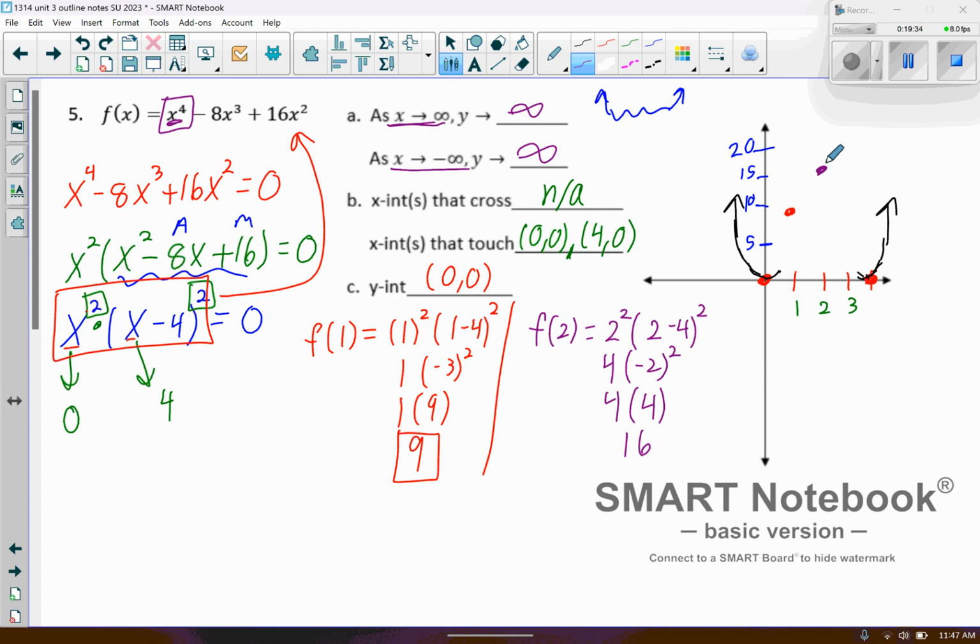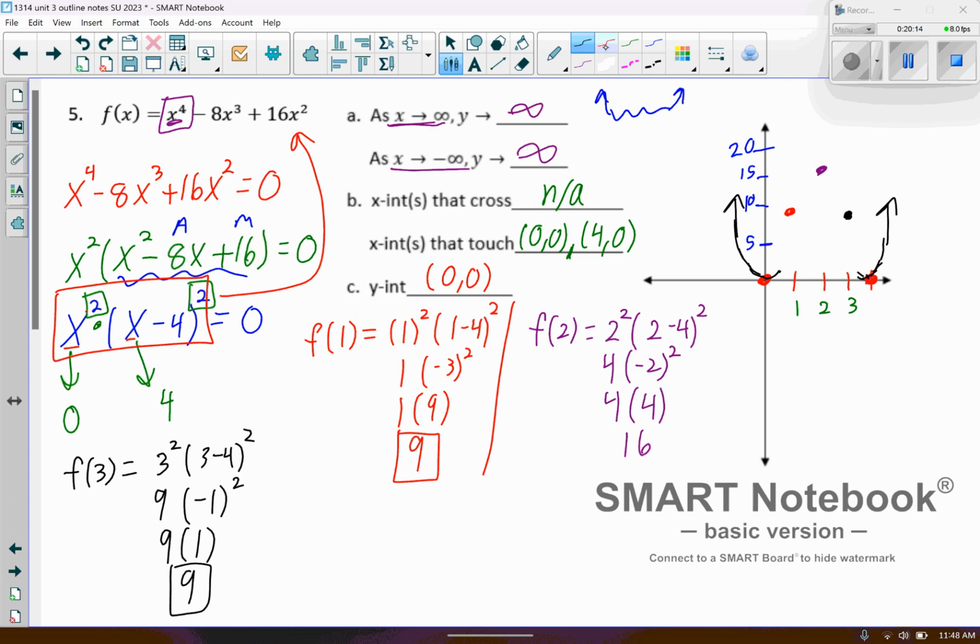Okay, so one more. Now I need to do f of 3. I'll do that over here. I got a little bit of room over here. And so let's see, we're going to have 3 squared times (3 minus 4) squared. So 3 squared is 9. Then this will become a negative 1 squared. Then let's see, negative 1 squared becomes positive 1. And then 9 times 1 is 9. So that one's going to be the same height as for f of 1, so about right there. So it's going to be pretty symmetrical, it looks like.